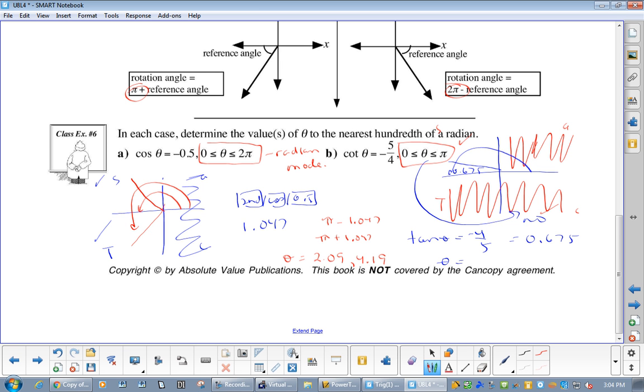Okay, so this would be pi minus 0.675, which is 2.47 radians. So we're not quite 3.14, we're 2.47. Well, because you use degrees as a vehicle to really get them to understand trig and quadrants and all that, then you get to the other stuff. Okay.